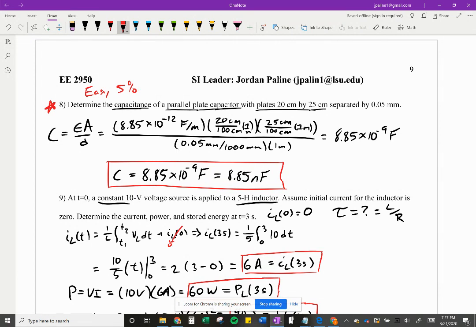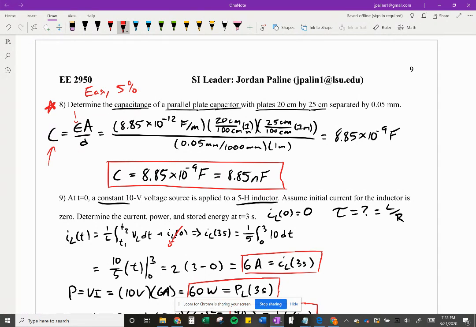So they want you to determine the capacitance of a parallel plate capacitor with plates 20 centimeters by 25 centimeters separated by that distance. Okay, so that equation for the capacitance is what we use to determine the capacitance of a capacitor that has two parallel plates. So it's C is equal to that epsilon, which is that dielectric constant that we talked about, times area divided by the separation distance.